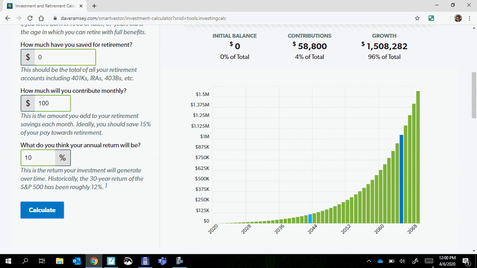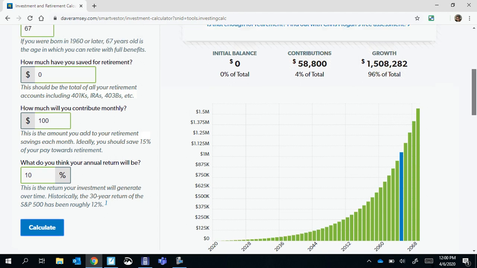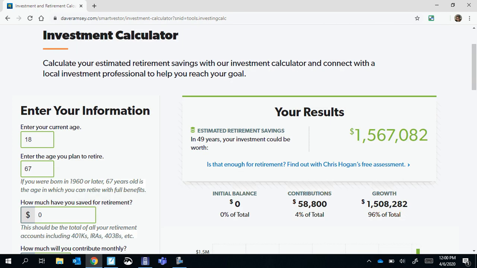Again, you won't really feel like you have anything. It's going to take a really long time. Even 24 years later, you only have $100,000. It doesn't seem like much, but just remember the big picture. I have $1.5 million over that. This would be a 50-year period almost, from age 18 to 67.